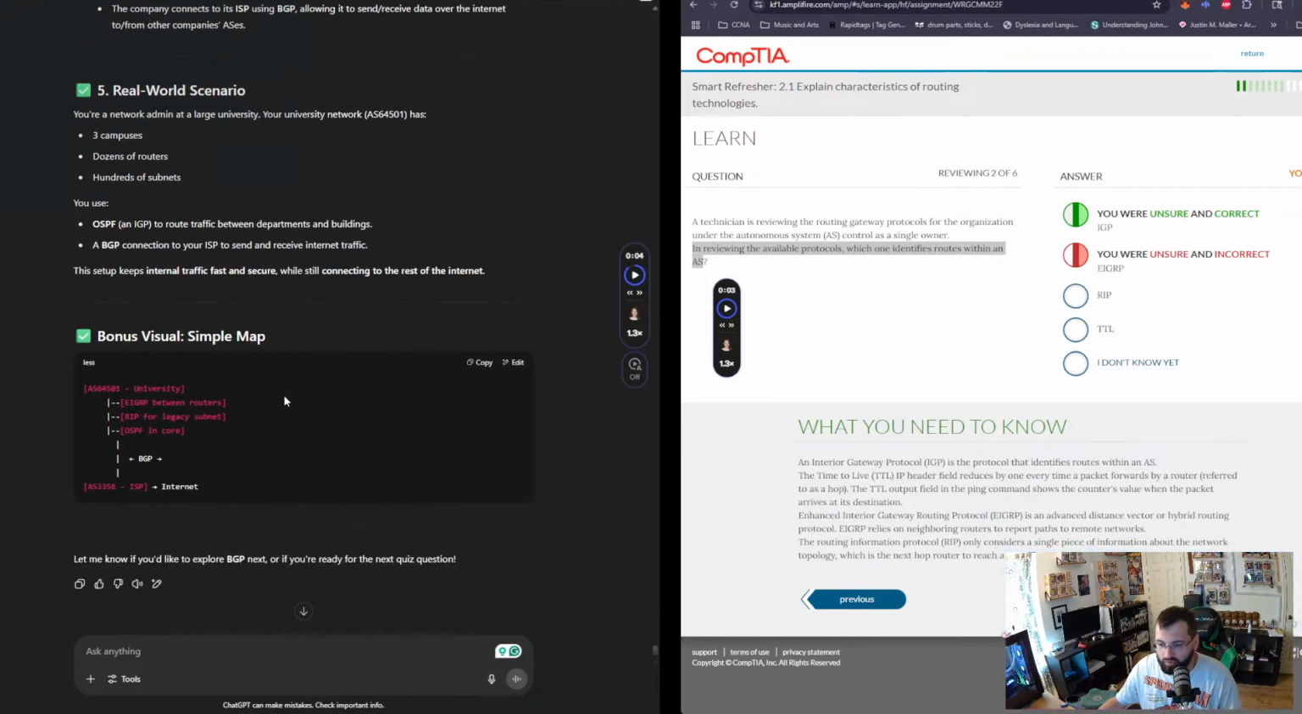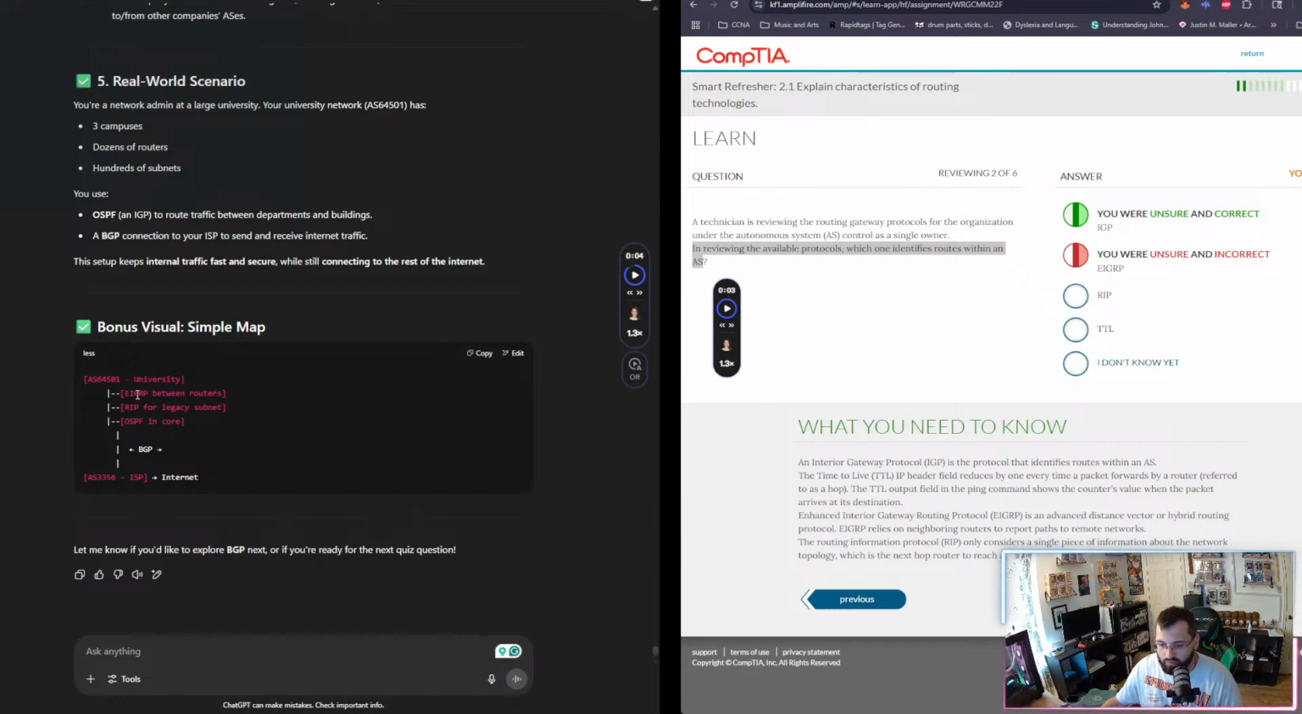Okay, so bonus visual setup map. So here's the university. Here's the EIGRP between routers. Here's the RIP for legacy subnets. Okay, I was right. RIP is legacy. So does that mean IGP is also legacy? OSPF in core. Here's the BGP, which goes to the outside. ISP is the internet.